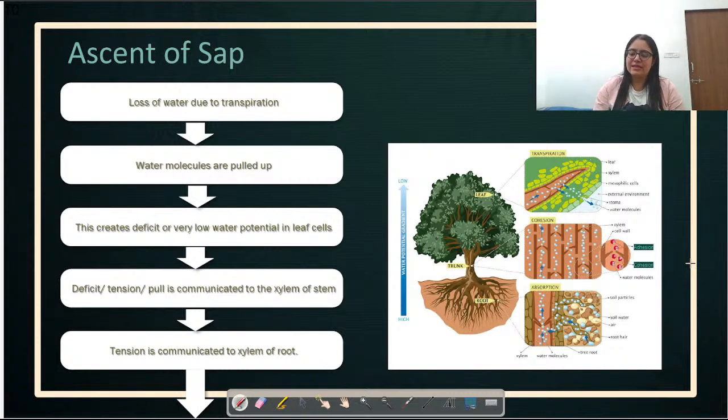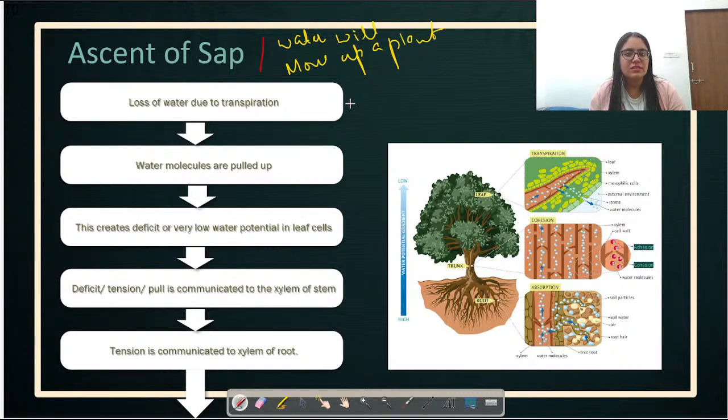I am teaching exact ascent of sap. That means how ascent of sap, or how water will move up a plant. So that's the whole gist. Whatever I have taught in the last 30 minutes, I am going to give you the gist of it now in the coming 5 minutes. So let us understand this ascent of sap or movement of water up in a plant against gravity. I will explain it with the help of this beautiful diagram, this effective one.